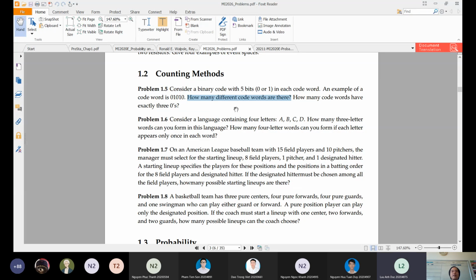How many have exactly 3 zeros? So I think first, how many? Firstly, you choose the 3 places for 3 zeros. No, I mean the first part of the question is how many different codes are there? At the first part, we don't have any restriction. Okay. How many? It is 2 power 5. 2 to the power of 5. So it is 32. Okay, 32 codes. And then how many codes have exactly 3 zeros?